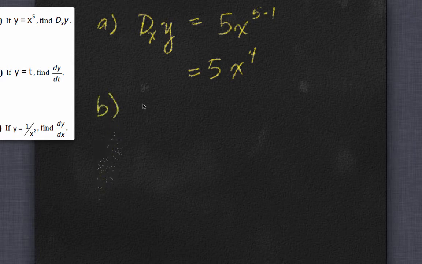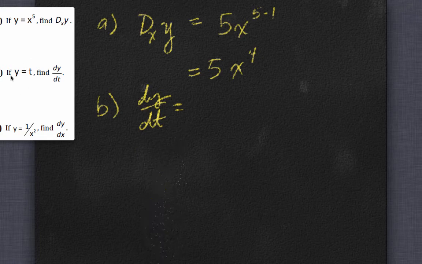B, dy dt, you could think of it this way. You could think of it as this is a line, so the slope is the same everywhere. We know the derivative is the slope, but every single place on this function, the slope is 1 because it's a line. Or you can realize that t is t to the 1, so bring down the 1, t to the 1 minus 1 is t to the 0 is 1. Okay?